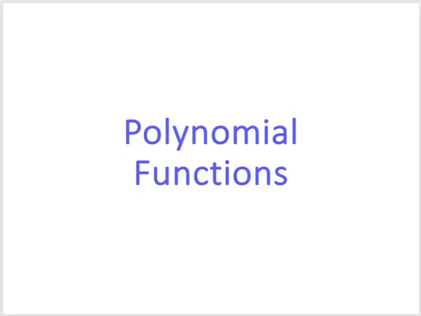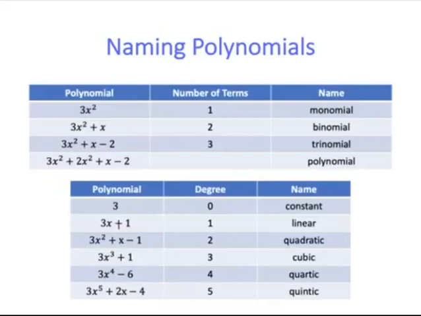Welcome to polynomial functions. Let's look now at naming polynomials. The name of a polynomial has two different parts to it. One part comes from the number of terms. The other part comes from the degree of the polynomial. Let's look first at the number of terms.